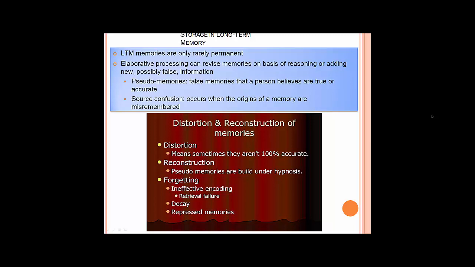Distortion and reconstruction of memories is a very important process going on with long-term memories. It means that sometimes our memories are not 100% accurate. In fact, most of the time, they're not completely accurate. And we reconstruct memories. We forget. Forgetting involves not only ineffective coding, but also a retrieval failure. Memories decay. And also, there is a process that is out of our awareness called repression.